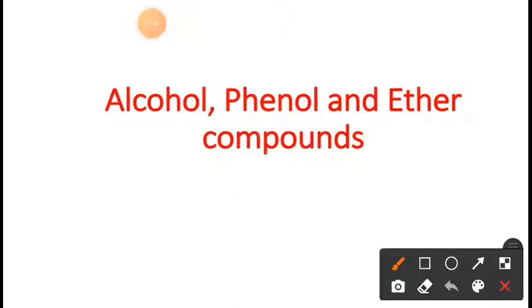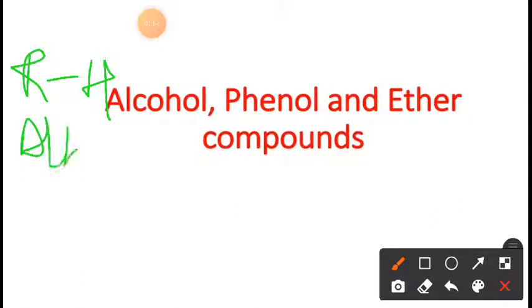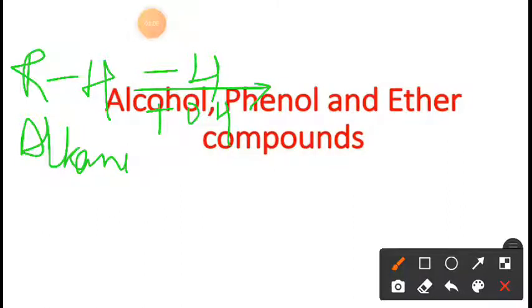Okay, so let me give you one example. Suppose we have here R and this is H. This is an alkane, right? So what we will do here is subtract hydrogen and add OH. So what will it form? It will form alcohol, right? This is alcohol.